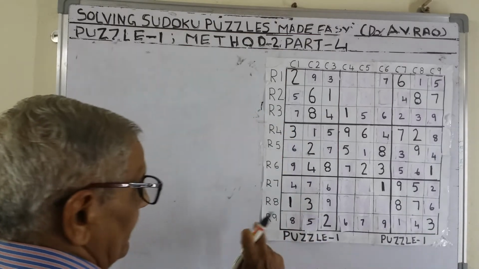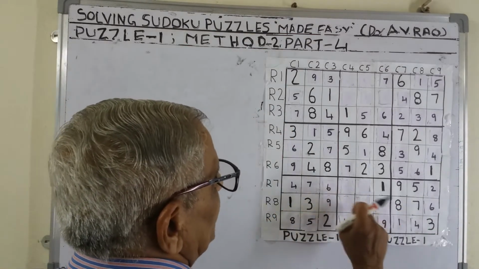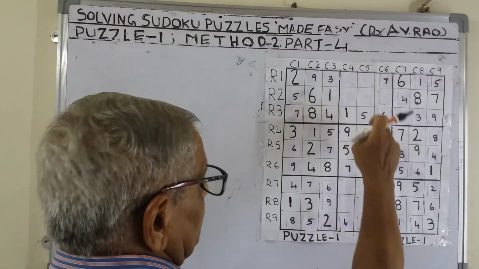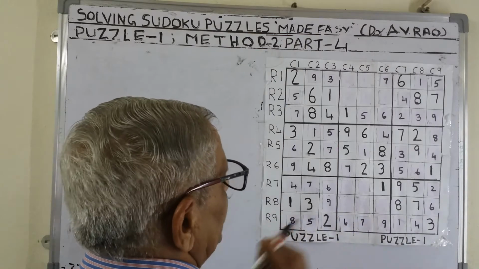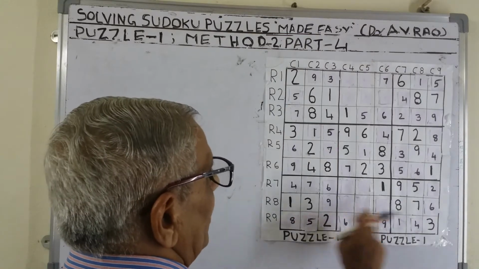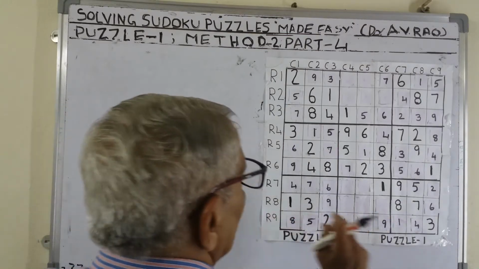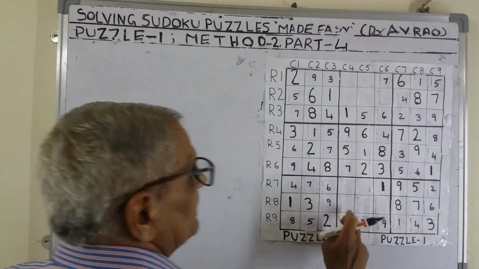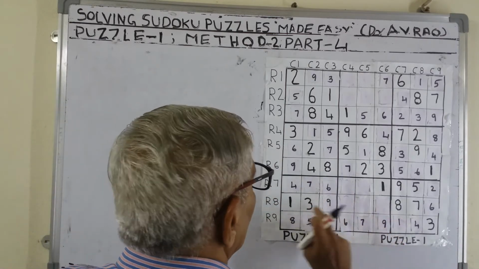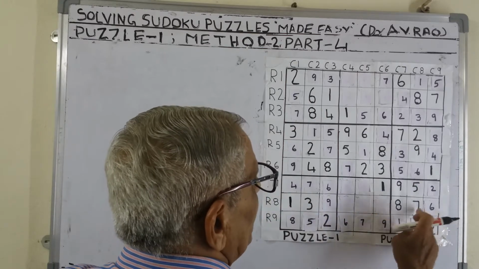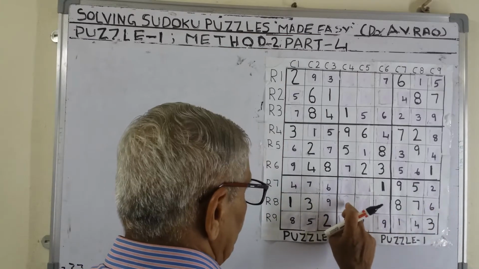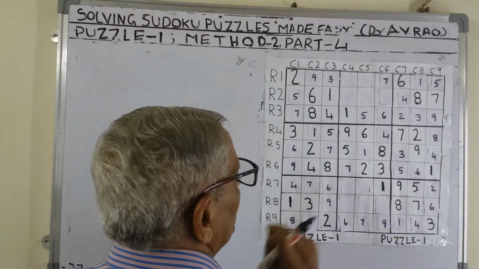Let us see. Take box 8, because box 8 and box 2 have fewer cells filled. So let us take up box 8 and row R8. See here, in R8 3 cells must be filled up. 1 is there, 2 is not there, 3 is there, 4 is not there, 5 is not there. So we have to fill these 3 cells with 2, 4, 5.